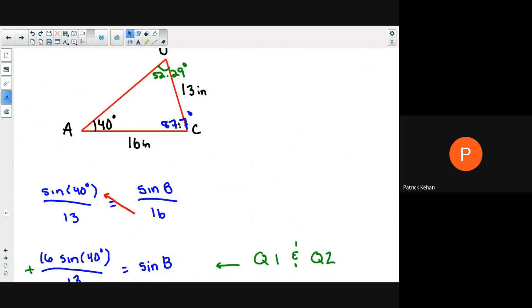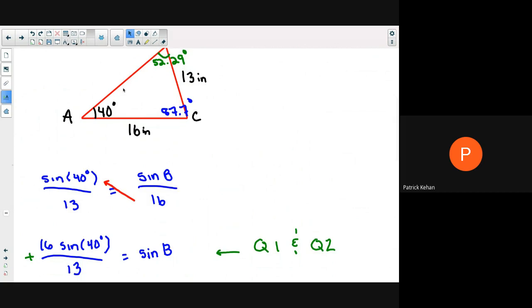At this point, we're going to continue to solve this triangle, right? So we just need to find side length C. Again, we're going to use the law of sines to continue here. So sine 40 over 13 equals sine 87.7 over side length C here.